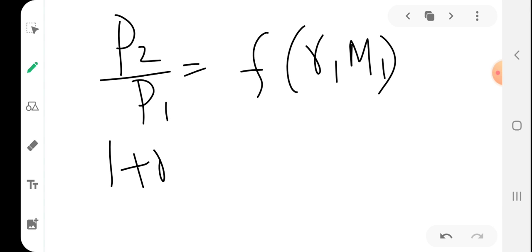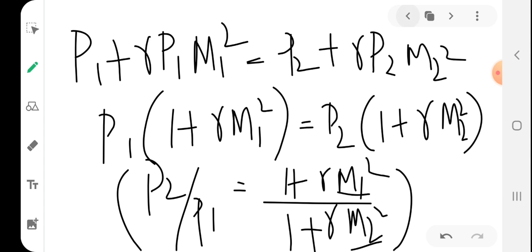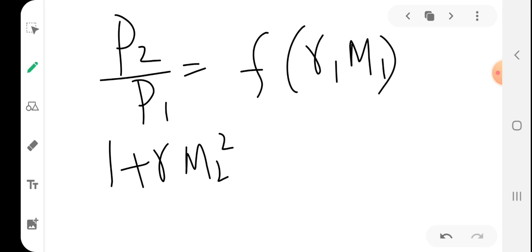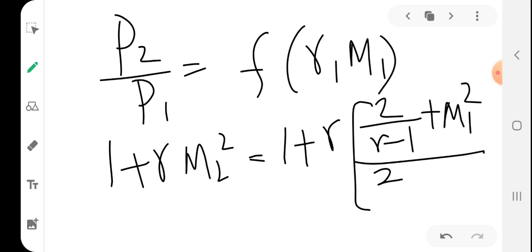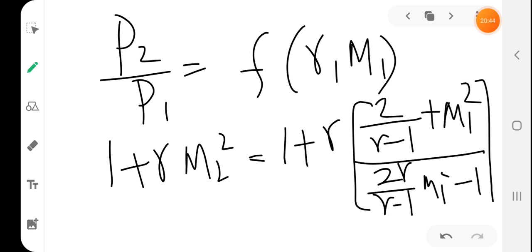So 1 plus gamma M2 square is there, right? That should be avoided. So 1 plus gamma M2 square can be written in terms of M1. We have already written M2 square as 2 by gamma minus 1 plus M1 square by 2 gamma by gamma minus 1 M1 square minus 1. This is the equation for M2 square.